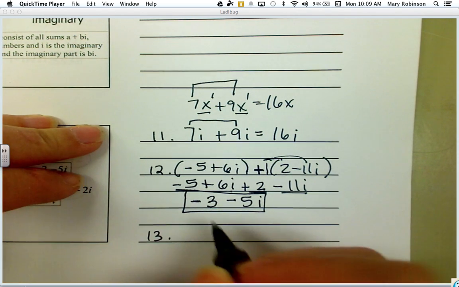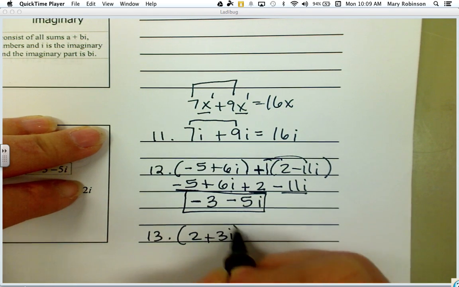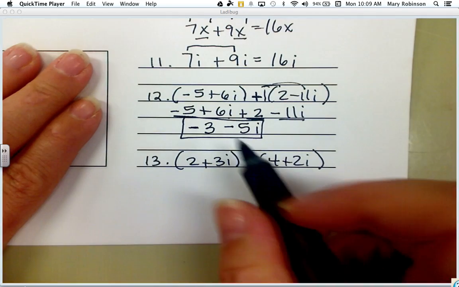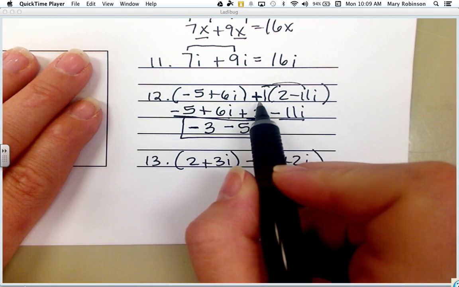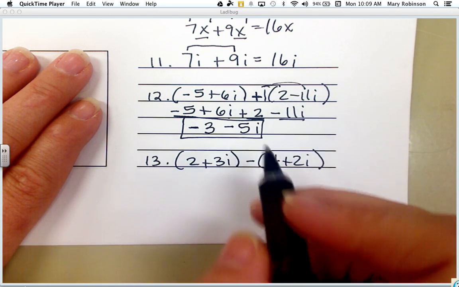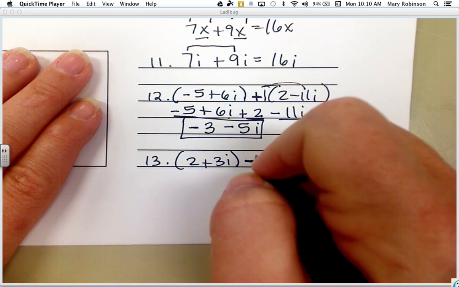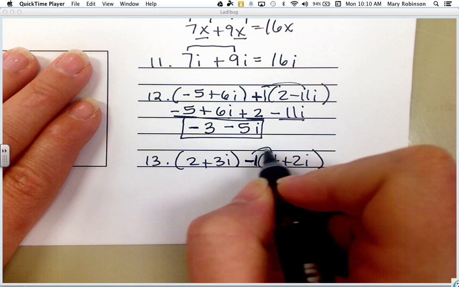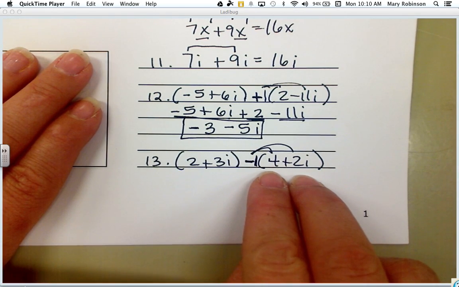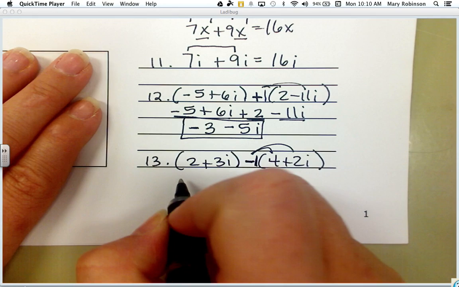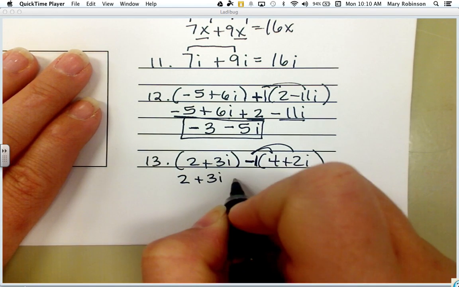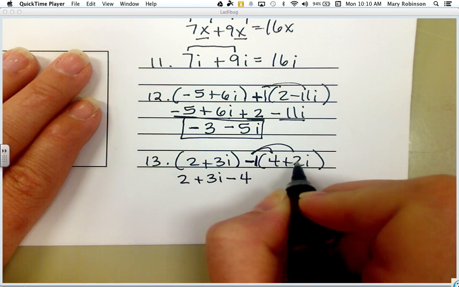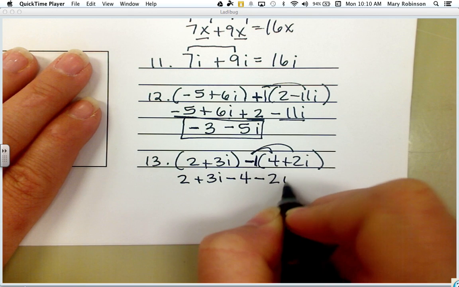Next, we're going to look at subtracting. Similar to here, where I illustrated that we could think of this as distributing a positive 1. It's very important when subtracting to consider distributing this minus sign, or think of it as distributing a negative 1. And that's actually going to change the signs of both terms in the second binomial. So we keep our first two terms, and then negative 1 times 4 would give us minus 4, and negative 1 times positive 2i would give us minus 2i.